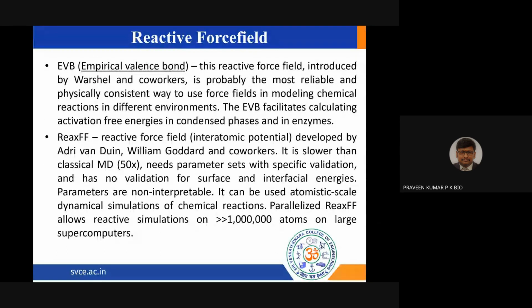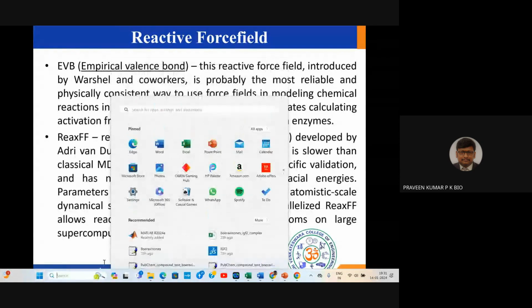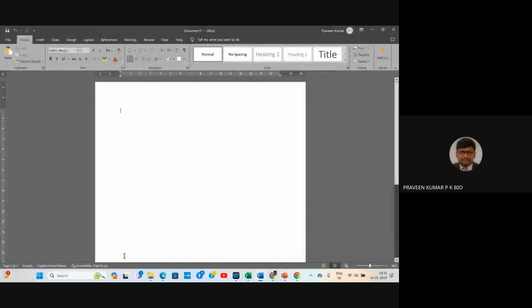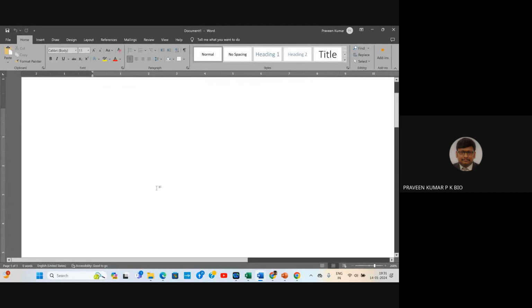Now go for the third major category of force field, reactive force field. If the ligand, when it binds with the receptor, is going to react, for example, if a substrate is binding with an enzyme, what is going to happen? Enzyme substrate is formed, isn't it? I can take you to Microsoft Word and explain. So I zoom in. Now I can explain.